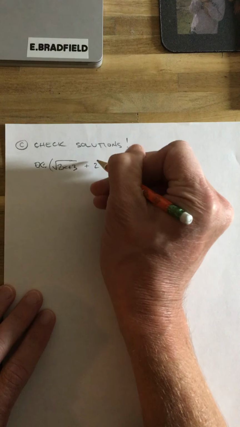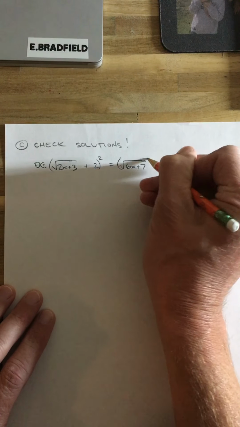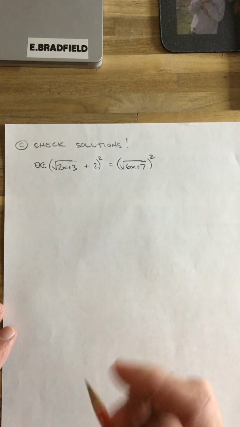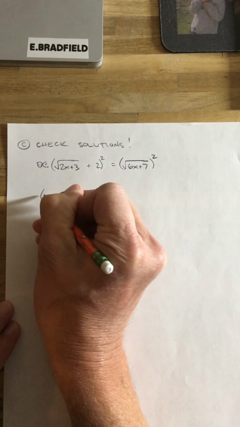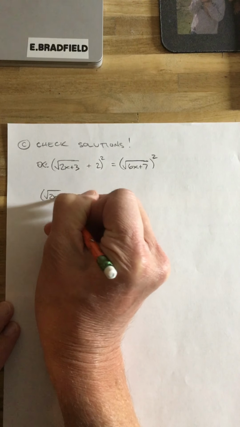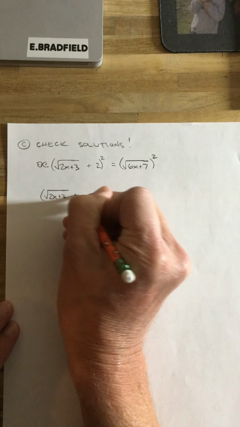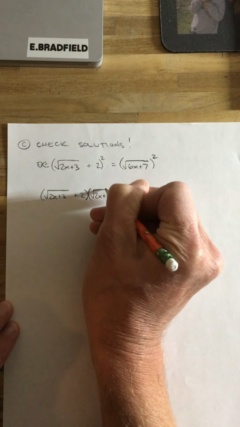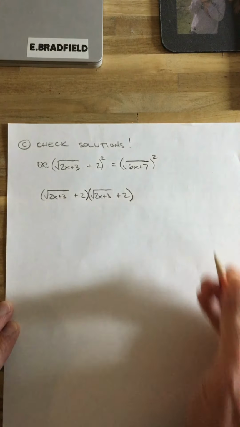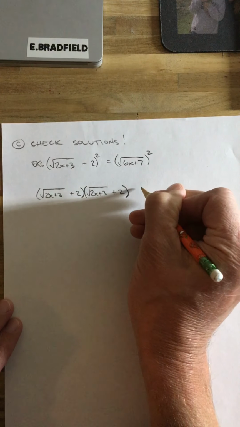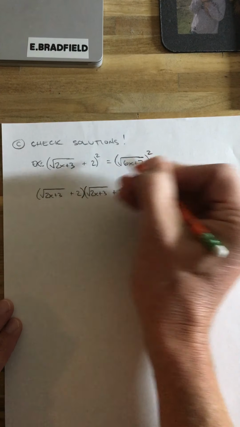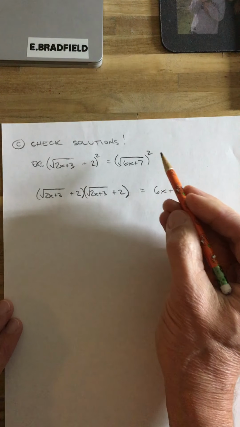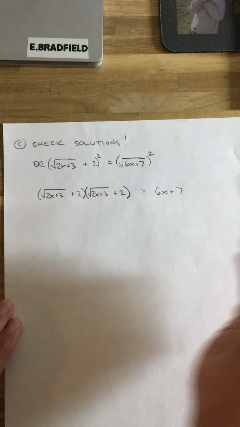So square both sides, okay? So square that. Square that. Okay, now I'm going to write this one out because I think most of you guys are going to be really confused here. So I'm going to write this out. The square root of 2x plus 3 plus 2, right, times the square root of 2x plus 3 plus 2, okay, equals, well, this guy, the square cancels that, so we're just left with 6x plus 7. I hope you're okay with that, right? The square cancels the square root, so 6x plus 7.